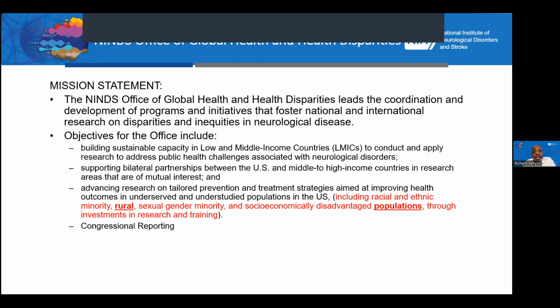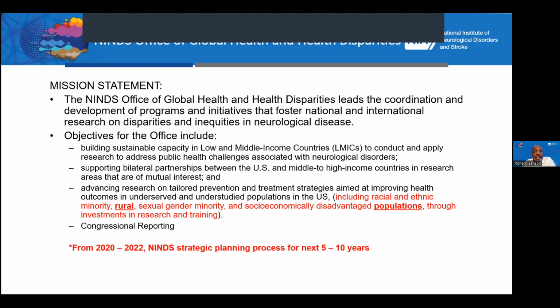United States. The populations that we deal with are those defined by the NIH to experience health disparities, and that includes racial and ethnic minoritized populations, people who live in rural areas, sexual and gender minorities, and socioeconomically disadvantaged populations. We're starting to look at intersectionality as it relates to disabled populations as well. And we do a lot of congressional reporting and other things related to that as well.